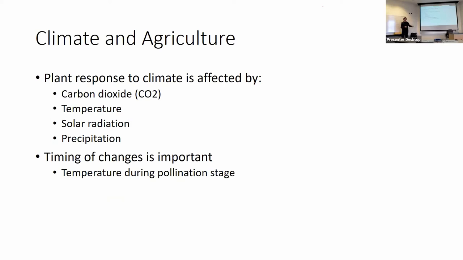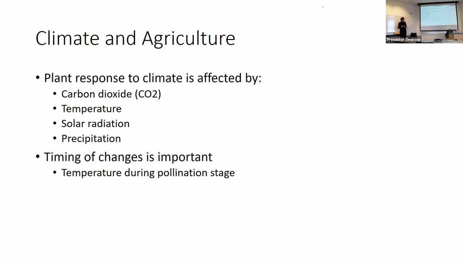In particular, what we're interested in figuring out in agriculture is that plants are going to respond to these four different things, among others, and all four are very clearly going to be affected by climate change. Temperature is going up, carbon dioxide is going up. Solar radiation, if we're getting more water in the atmosphere, might be going down, but it depends on weather and how much cloud there is. And then precipitation, the big one, might be going up, might be going down, depending on where you are, because there's more energy in the system and it can change weather patterns.